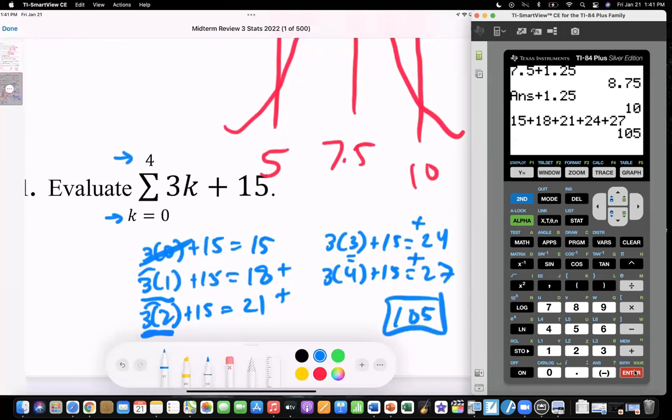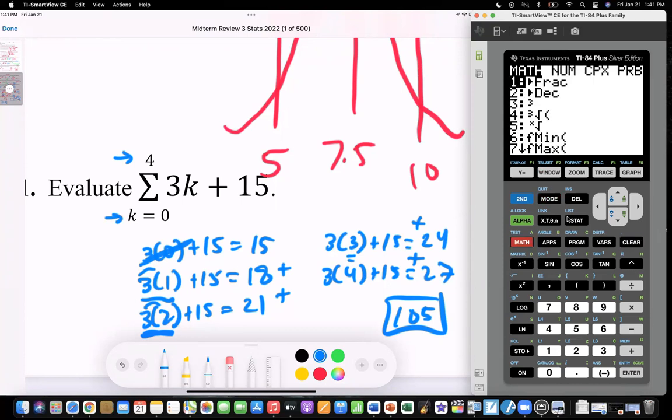Okay, and just to review how you do this in the calculator, sigma is in the math menu. So we click on math and scroll all the way down to the bottom. You should see summation right here. Obviously you can't use k in the calculator, so you use x. So start with x equals 0 up to 4, and then type in 3x instead of 3k. That'll give you the same 105. So you can do it in the calculator as well.